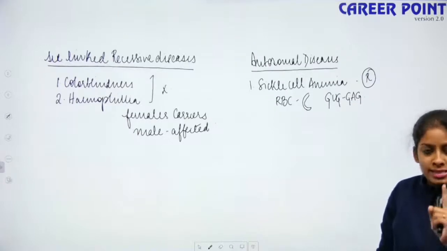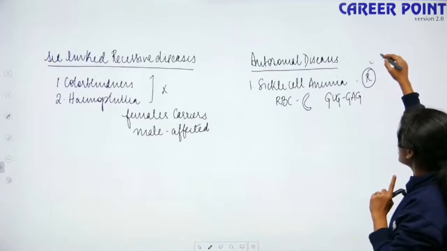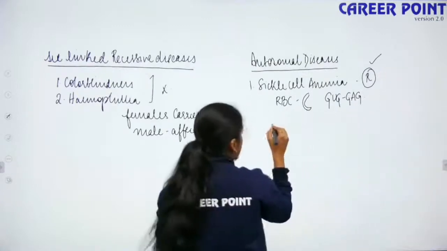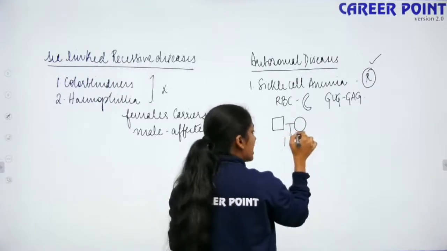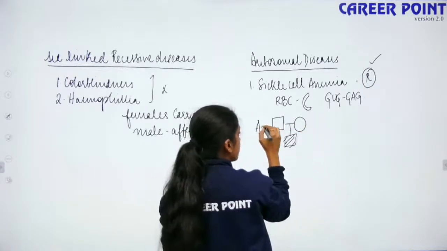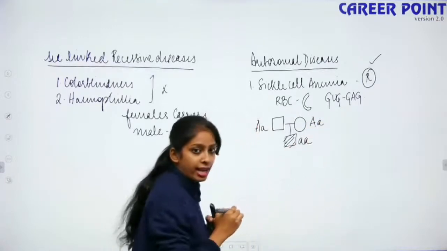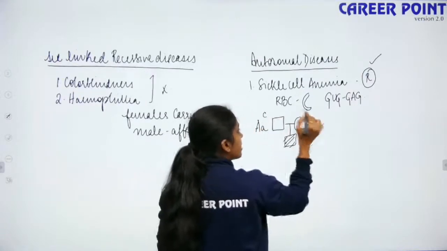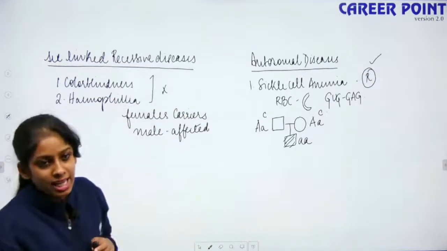So autosomal means non-sex chromosome. Recessive means both the parents need not be affected. So the condition can be the father is not affected, the mother is not affected, but the child can be affected. Maybe they are carriers. So if at all the son is like this, then he is affected. So this is autosomal recessive. So the parents are silent carriers of this gene. So this is your sickle cell anemia.